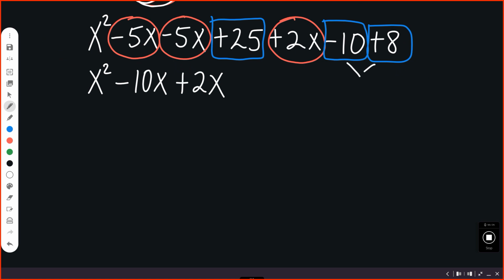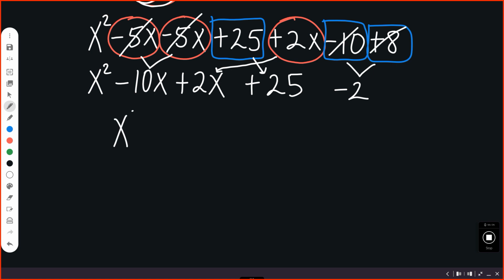What do we get here? We have negative 10 plus 8 would be a negative 2, and we have a positive 25 left over here. These two were here, this one I rewrote here, and then this 25 is here. Once you combine them, you can just eliminate them, get them out of there. That's what happened.